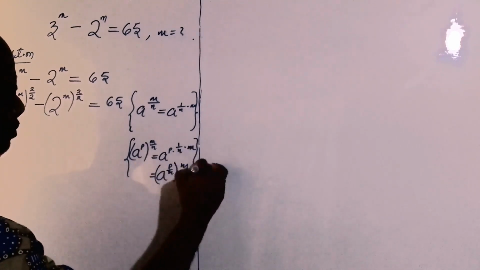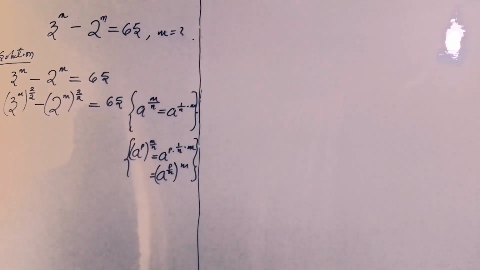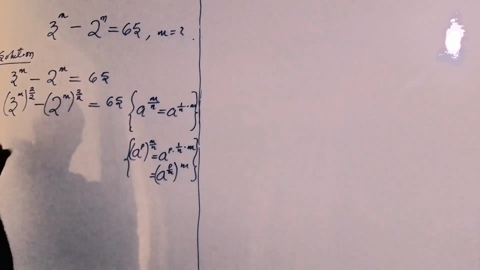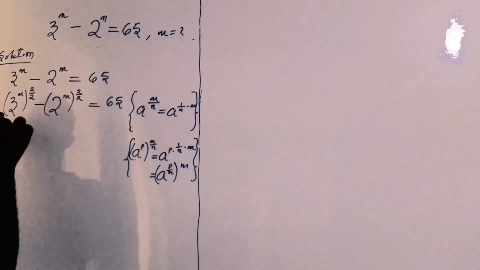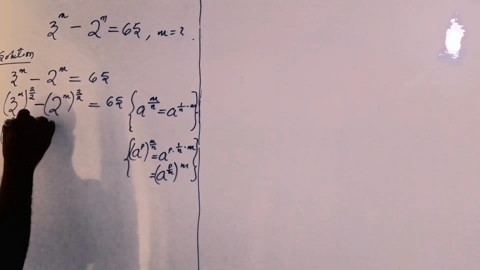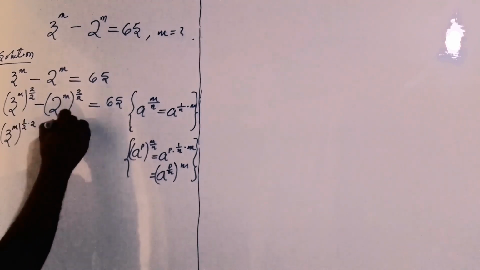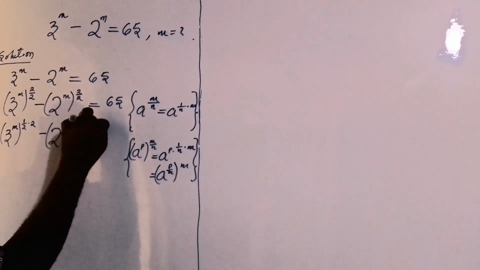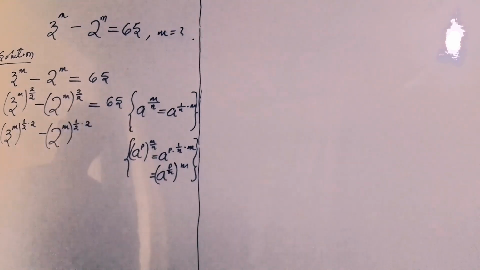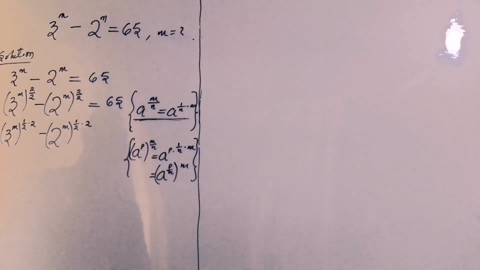So we are going to be applying this. These two are very powerful rules of indices. Okay, so let's come back here. So first, I'm going to write 3 to the power of n times 1 over 2 times 2 minus 2 to the power of n raised to the power of 1 over 2 times 2. All right, and then that is applying this first rule.